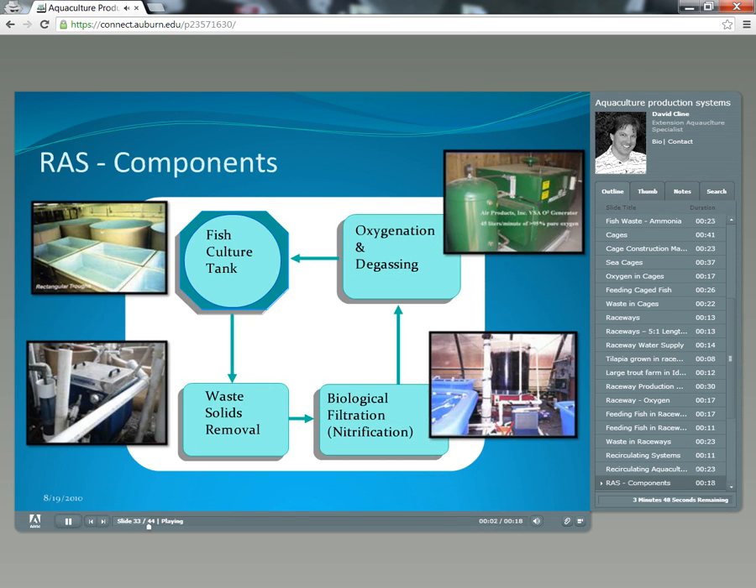The systems contain a number of components that include the culture tank, a filter to remove solid waste, a biological filter to remove dissolved waste like ammonia, oxygenation equipment, carbon dioxide removal, and a way to sterilize the water.